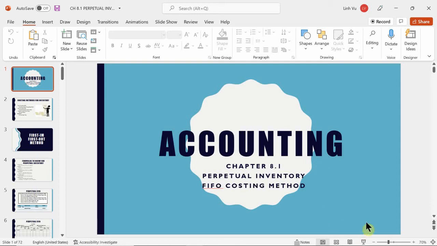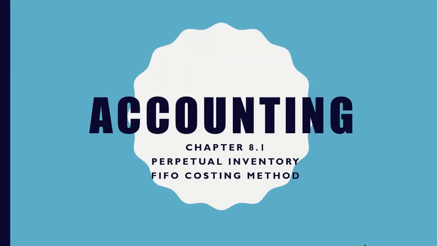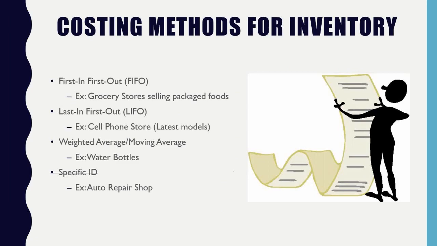All right, welcome back. We are finally starting on chapter 8.1, which is going to be Perpetual Inventory FIFO Costing Method. If you guys remember, we talked about the different methods that you can use to calculate the cost of your inventory. We've seen these before, when we did our periodic inventory tracking method. The only difference now is instead of using a periodic tracking method, we're using a perpetual tracking method.